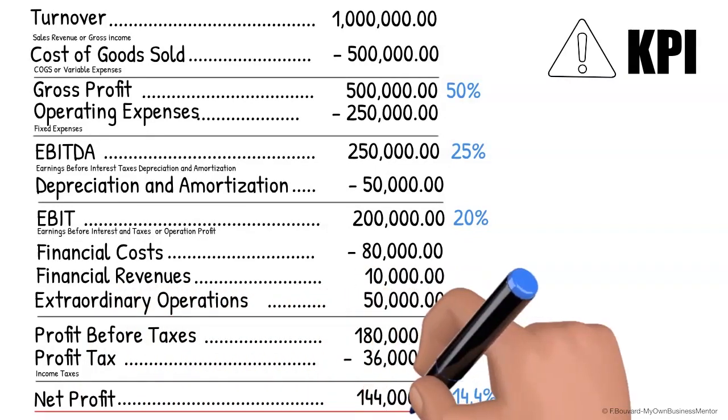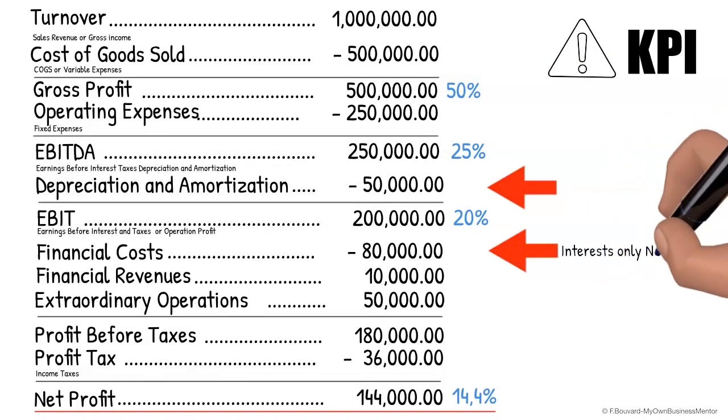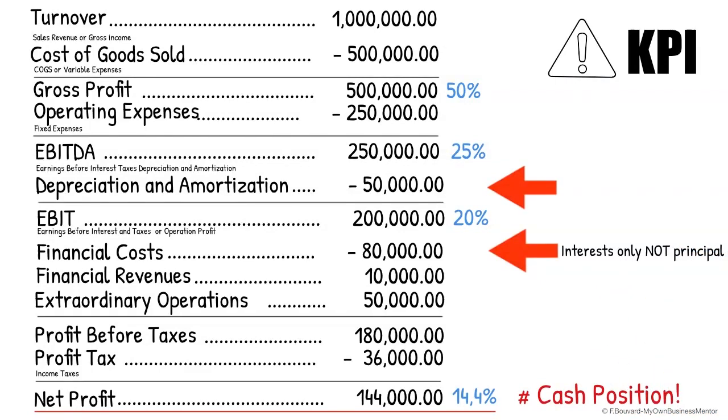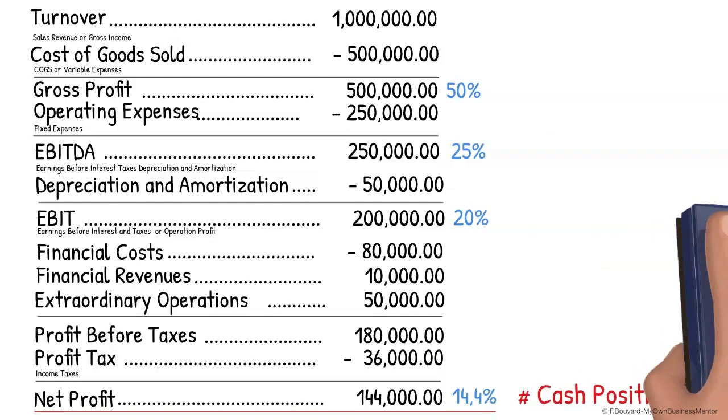Now, a crucial word of caution. As we've seen, the P&L statement includes non-cash expenses like depreciation and amortization, but doesn't account for actual cash outflows, such as loan principal repayments. Therefore, the net result shown on the P&L is not indicative of the cash remaining in the company. It merely represents an accounting outcome, not a cash position.